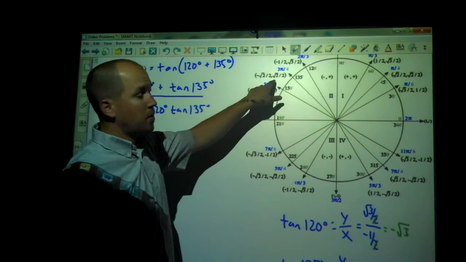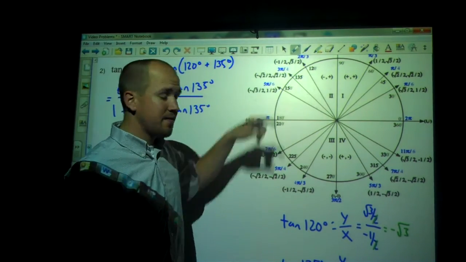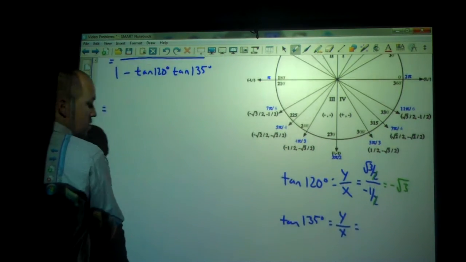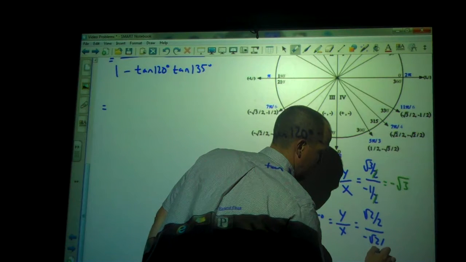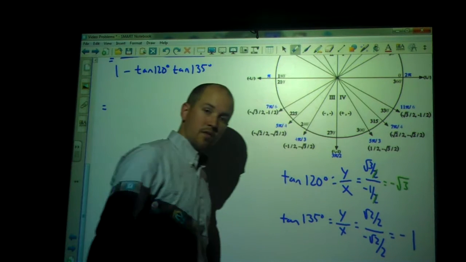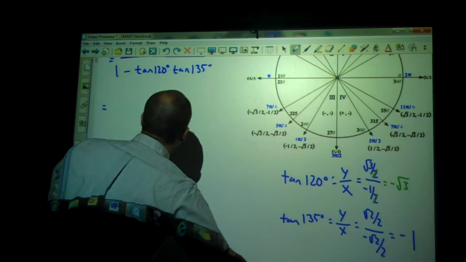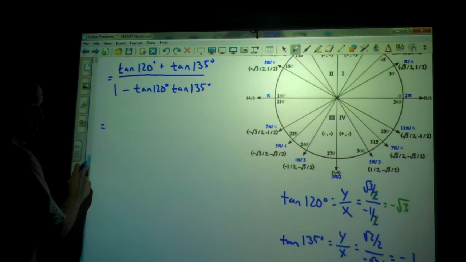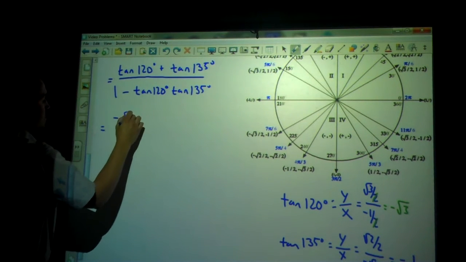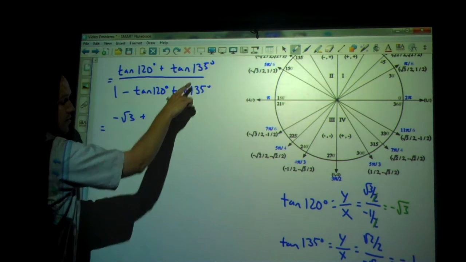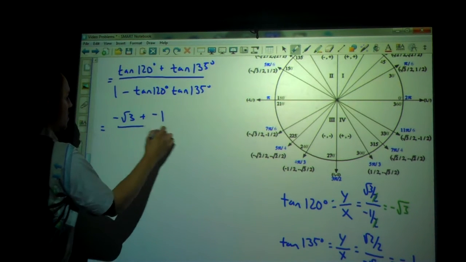This one's easy because they're both root 2 over 2, but one's negative. So when I take, I'm just going to get negative 1. Okay. Alright, so let's use that in our formula. So tangent of 120 is negative root 3. Tangent of 135 is negative 1.